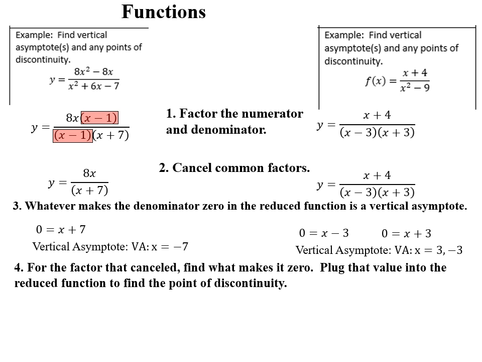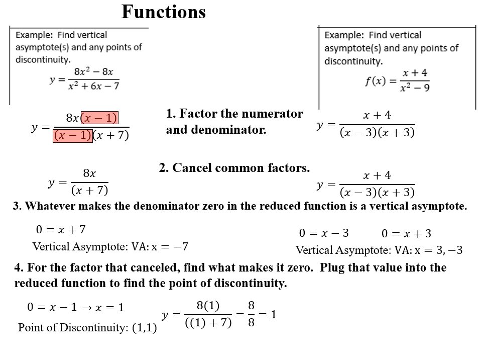For the factor that canceled, find what makes it 0. Plug that value into the reduced function to find the point of discontinuity. Only the one on the left had a factor that canceled, and that was x minus 1. What makes it 0 is 1. And so we plug that into the reduced function for x. So 8 times 1 is 8. 1 plus 7 is 8 on the bottom. 8 divided by 8 is 1. So the point of discontinuity is at (1, 1). The example on the right has no point of discontinuity.